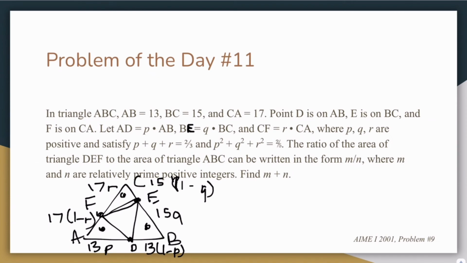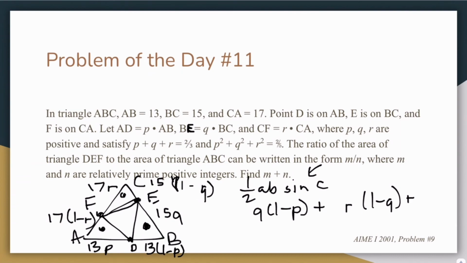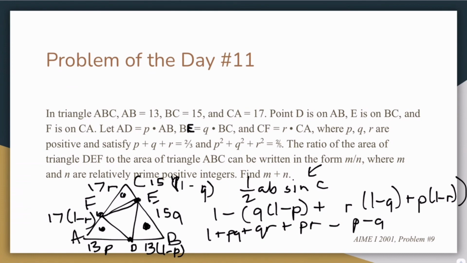So for each of these, we can use the formula half AB sine C, which is the area of the triangle. So the ratio of the area of this to the area of the whole triangle is just Q times (1 minus P), using this formula. And similarly for the other ones, we get R times (1 minus Q) plus P times (1 minus R). And we need to subtract all of this from 1. And this gives 1 plus PQ plus QR plus PR minus P minus Q minus R.